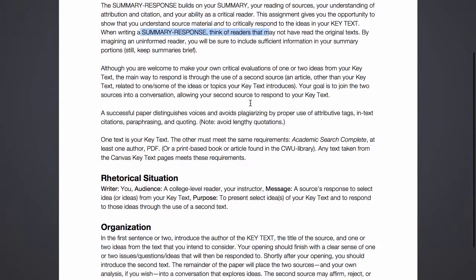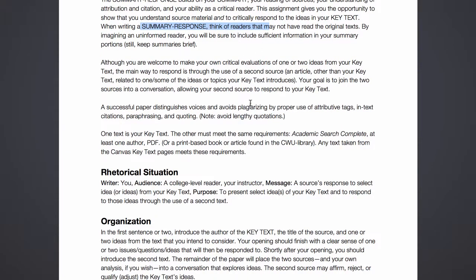Now, note a couple things. You are working with 2 texts in this. One text is your key text. The other must meet the same requirements. And those are the Academic Search Complete, etc. At least one author, PDF. And then if you're local, you do have some more options, a print-based book or article found in the library. Note that any of the text taken from the Canvas key text pages will meet these requirements. So the key text plus one other source.